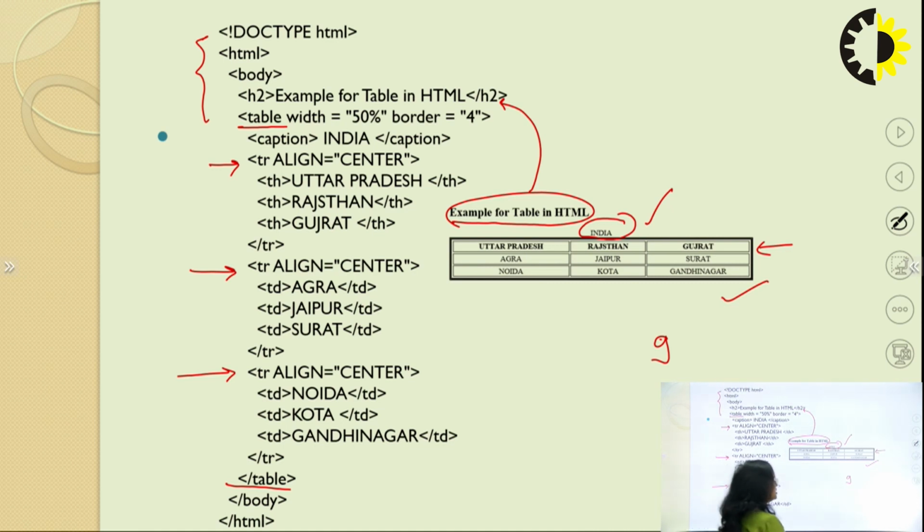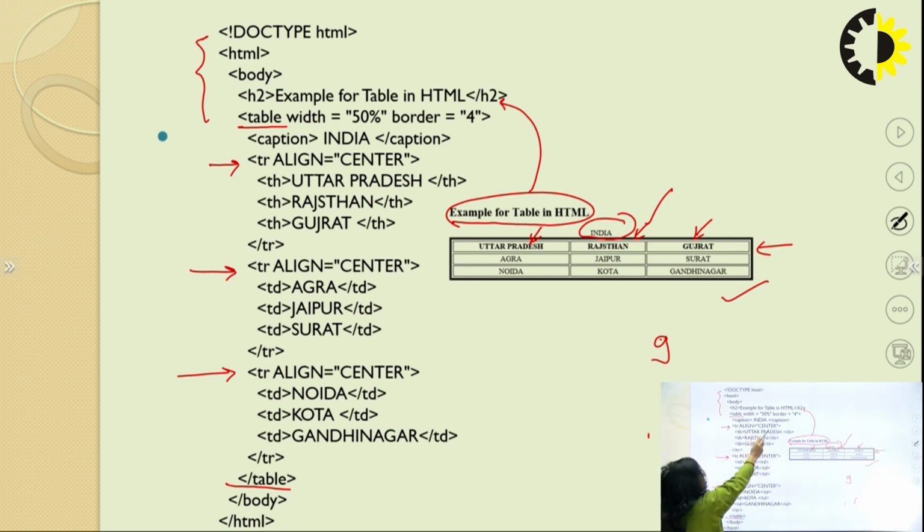Correspondingly, if we see, each row has 3 data cells. These are Uttar Pradesh, Rajasthan and Gujarat. We have seen these entries filled in bold letters. We declare them as the table headers. The table header for this column is Uttar Pradesh, for this column Rajasthan is the table header, and for this column Gujarat is the table header. So in the first row we use th.